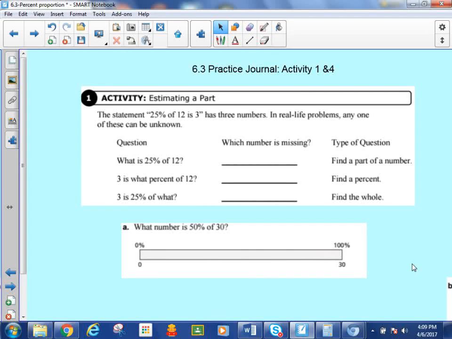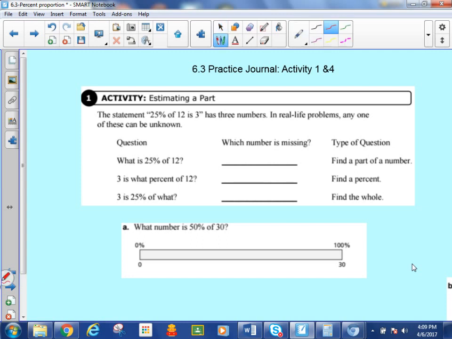So this is 6.3 practice journal, your activity 1 and 4. This one's just going to be activity 1, and then I'll make another video for activity 4. I just picked this one because it might seem a little bit confusing to understand what it's asking. So for activity 1, this is estimating a part or just even understanding what the question is asking.